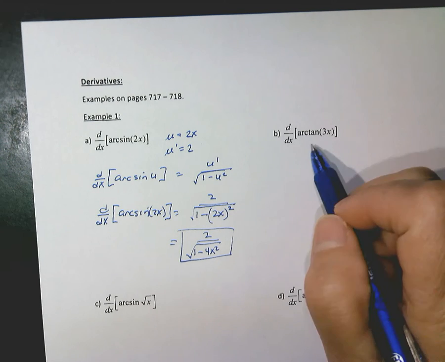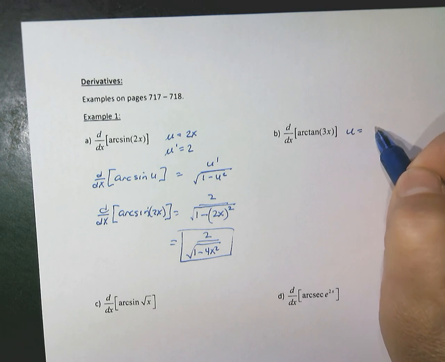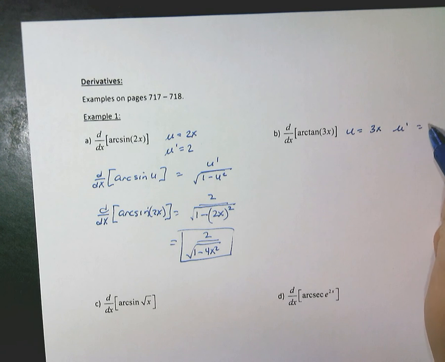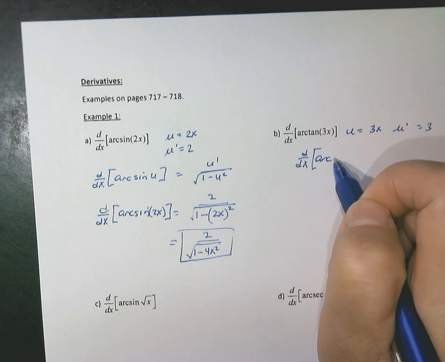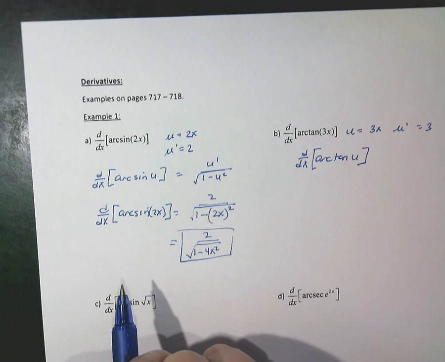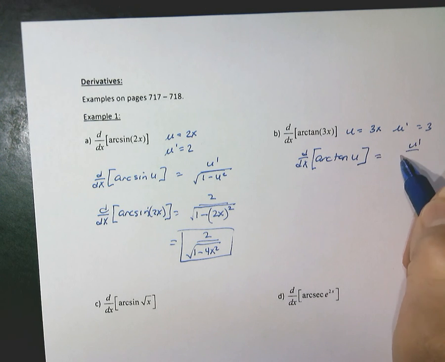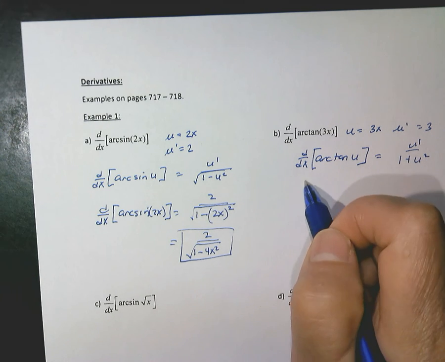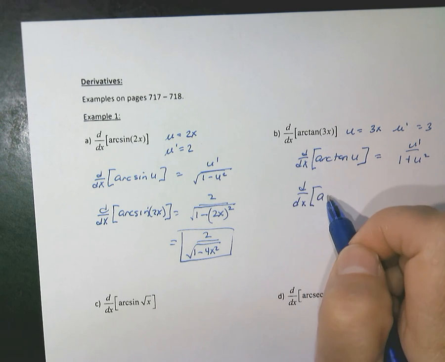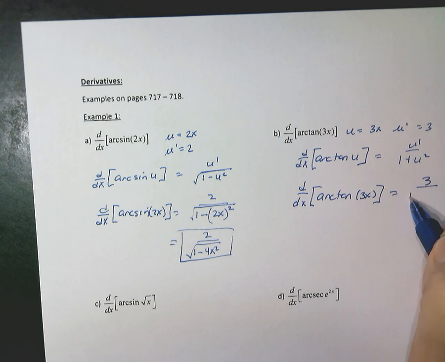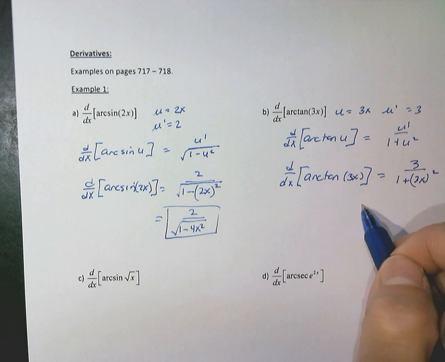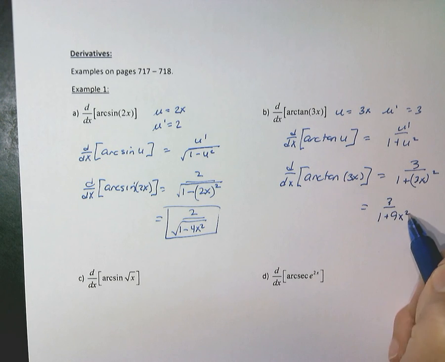So my next one, I have arctangent of 3x. So I'm going to let u equal 3x, so u prime is equal to 3. Let's see, arctan of u. If I take the derivative of arctan of u, I get u prime over 1 plus u squared. So the derivative of arctan of 3x: u prime is 3, over 1 plus u squared, so (3x) squared. Notice I put the parentheses. So I get 3 over 1 plus 9x squared.